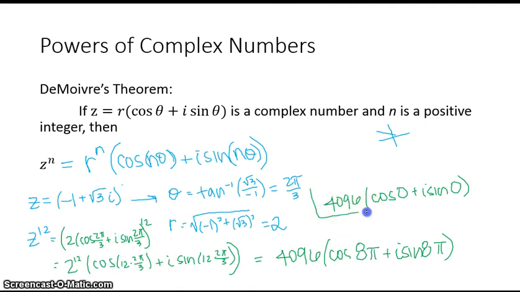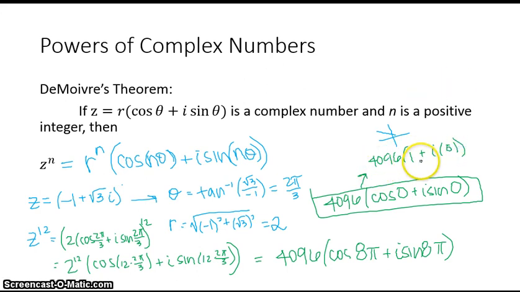If I want my answer in standard form, actually do your cosine at 0, which would be 1. Sine at 0 is 0. So 4,096 times 1 is 4,096.